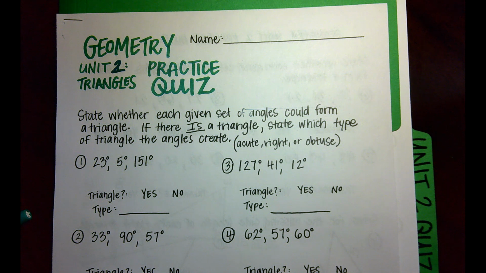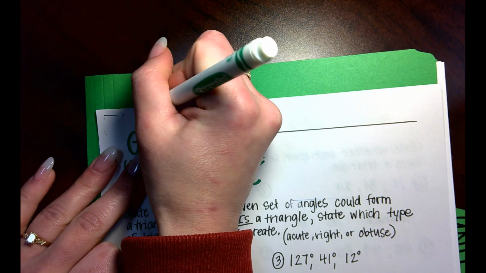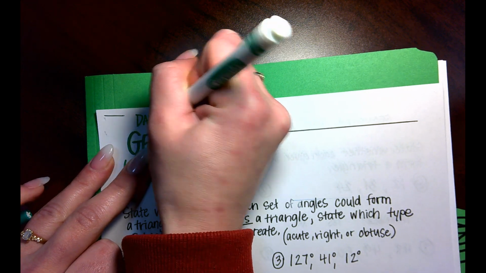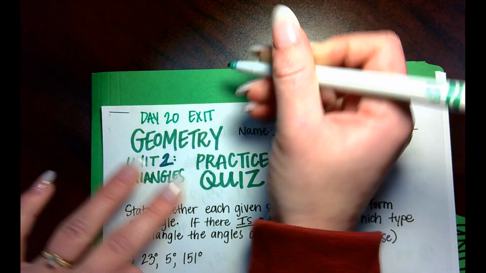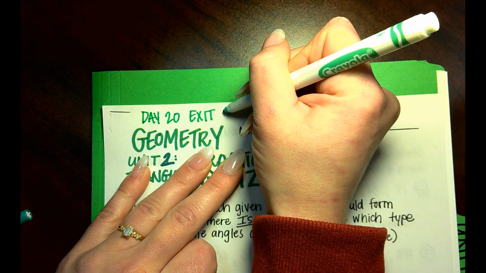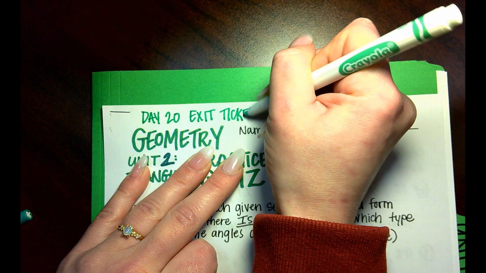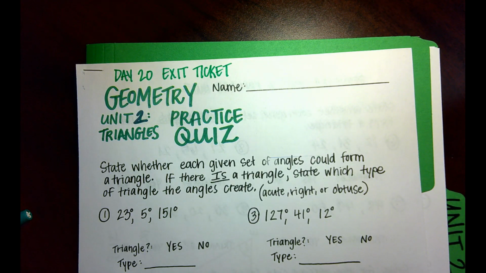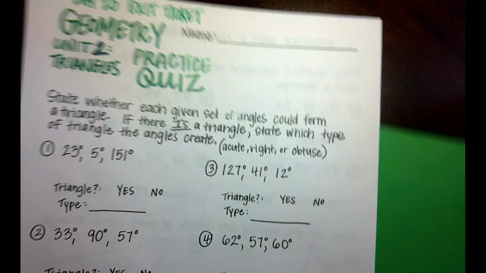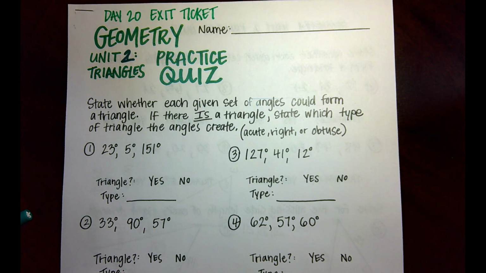And here we go. It is day 20 today. Pretty crazy. And this does count as your day 20 exit ticket. Just having it filled out is going to give you your credit. And you can use this on the quiz. So I suggest taking notes on this as we go through, just to help.